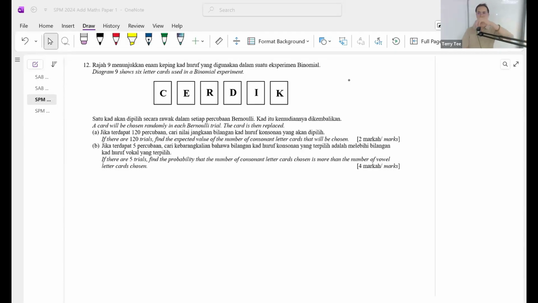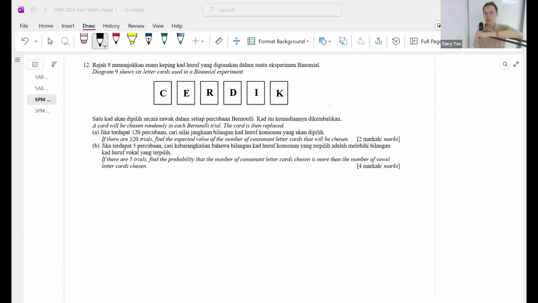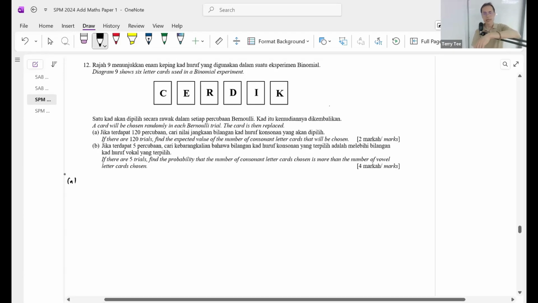Okay, question number 12. This is actually from Form 5, Chapter 5, probability distribution. Here we have a diagram that shows 6 letter cards used in a binomial experiment. A card will be chosen randomly from each binomial trial, then it's replaced. That means you choose a card, note the letter, then put it back and choose again. That's a Bernoulli experiment. This is replaced, so there are 120 trials. Find the expected value of the number of consonant letters that will be chosen.